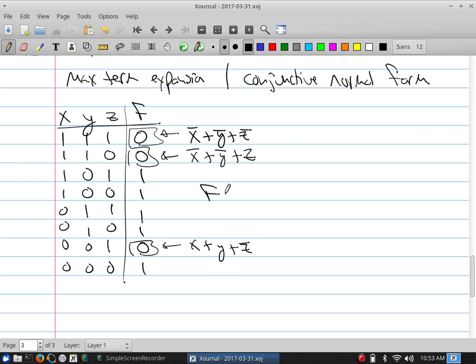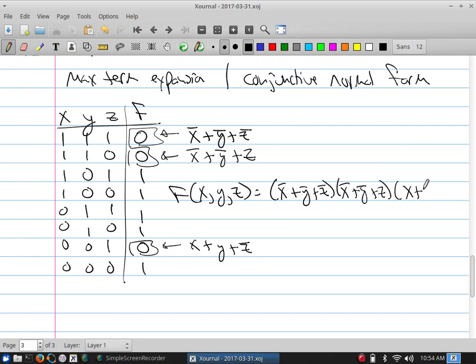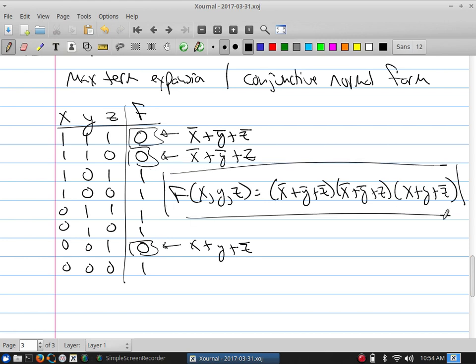So therefore, f, what's the degree of this function? How many variables do you see? Three, so that's the degree. The degree of Boolean functions is how many variables you see. Now what do I do with those? Multiply. I multiply them together. So that means we have x bar plus y bar plus z bar, x bar plus y bar plus z, and then x plus y plus z bar. And that is the conjunctive normal form.